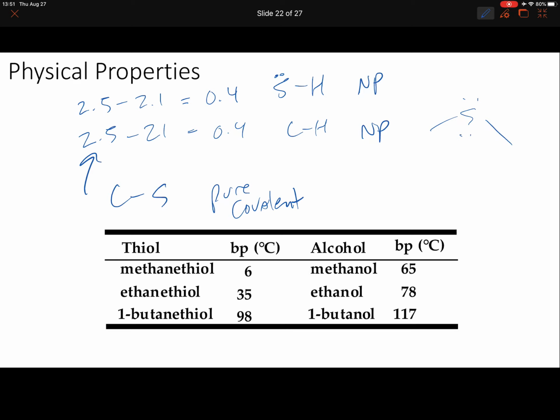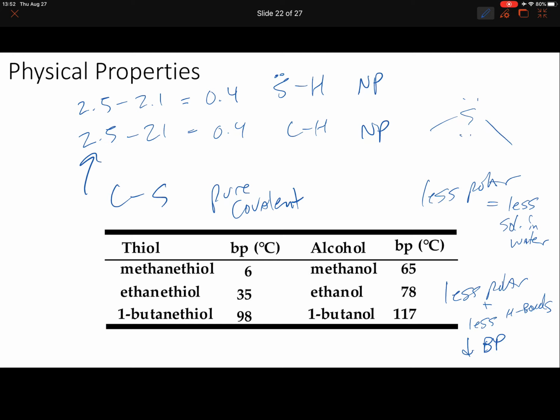So they have lower boiling points and are less soluble in water than alcohols. Less polar means less soluble in water, and being less polar and having less H bonds means a lower boiling point. And you can see that the boiling point is 6 compared to 65 for methane, for CH3SH versus CH3OH. So there you go.